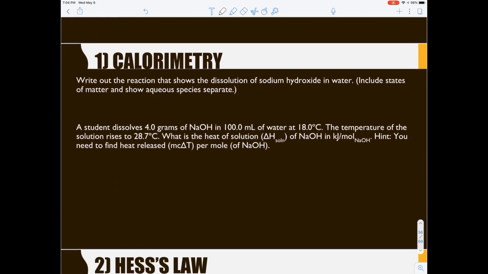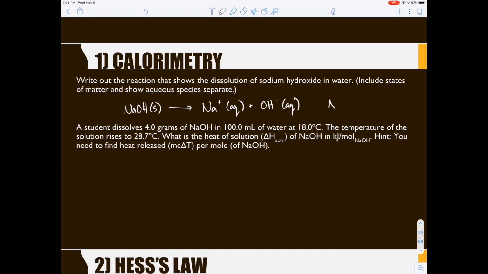So, okay, it says write out the reaction that shows the dissolution, which means dissolving in water, of sodium hydroxide, which is NaOH, and water. Okay. Include states of matter and show aqueous species separate. So we're going to write Na+ (aq) plus OH- (aq).